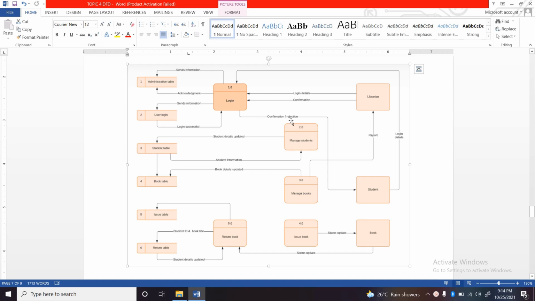We have 1.0, 2.0, 3.0, 4.0, and 5.0. And also the different data stores here, they also have labels. So please do not forget, if we are dealing with entities or external entities, please make use of nouns. And if we are using processes just like this one, please use verbs also.